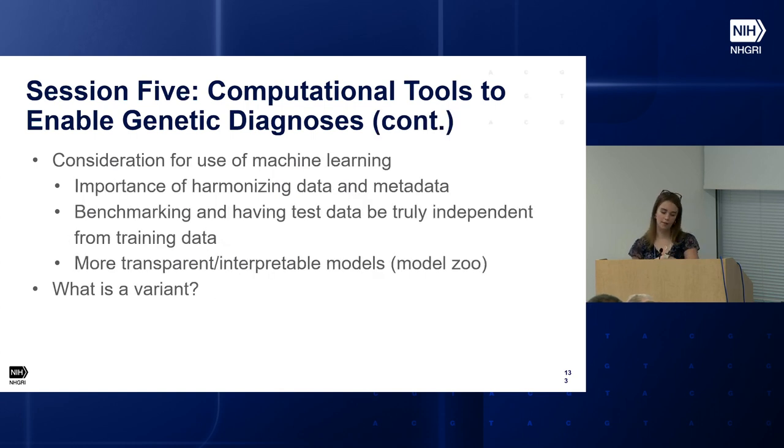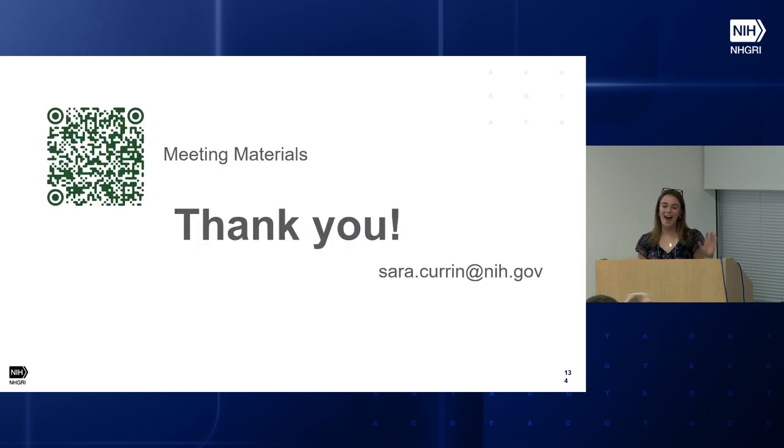And then aside from the variant scores, we had another part of the conversation, which focused heavily on machine learning, which included the importance of harmonizing data and metadata, the need for benchmarking and having test data be truly independent from training data, and more interoperable models. And then to put the cherry on top, we ended with a somewhat existential question about what exactly a variant really is. So with that, I'm going to duck out of there.